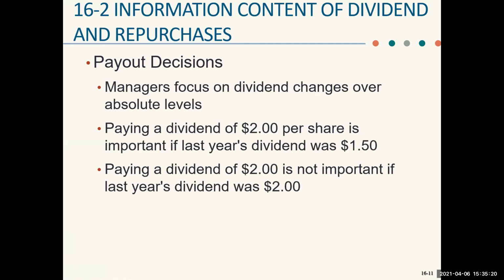All right, payout decision. Here is an example. Managers focus on dividend changes over absolute levels. Paying a dividend of $2 per share is important if last year's dividend was $1.50. See, there is an increase. A $2 dividend now is good news if last year's dividend was $1.50. That is an increase. But a $2 dividend is not good news if last year's dividend also was $2. It's nothing new here.